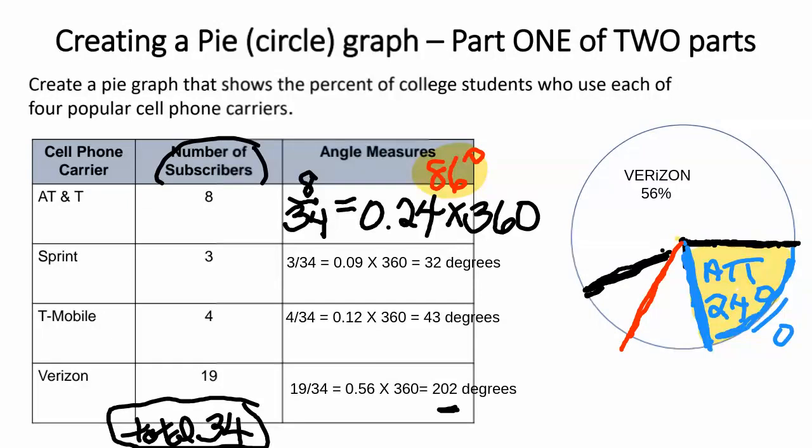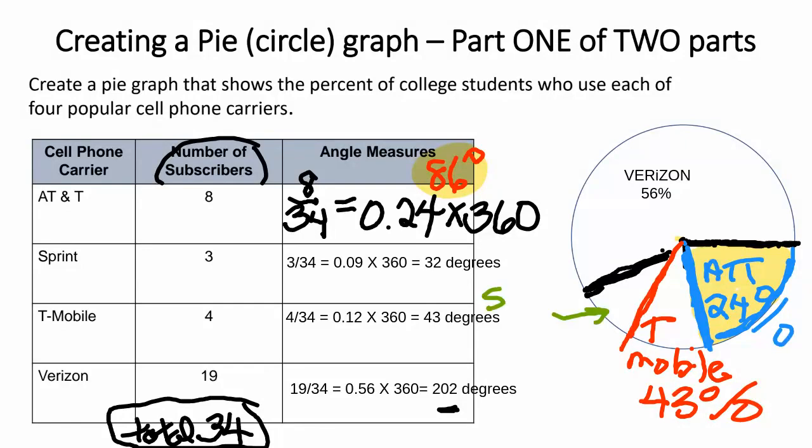I'm going to say that this is T-Mobile, and this will give me 43%. And then this piece is going to be Sprint, which is 32. Sprint is 9%.